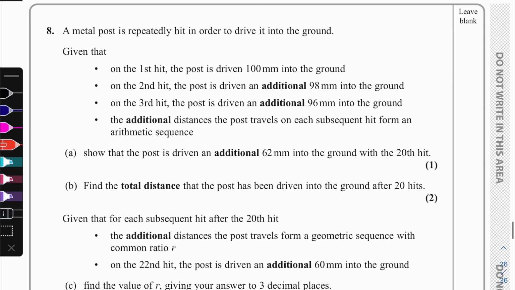All right, let's move on to question number 8. A metal post is repeatedly hit in order to drive it into the ground. Given that on the first hit the post is driven 100 millimeters into the ground. So what does this mean? 100 millimeters into the ground. Okay, so let's read on. On the second hit the post is driven an additional 98. So look, additional. So we know that something's happening here. We're adding something or we're subtracting something. This is an arithmetic series.